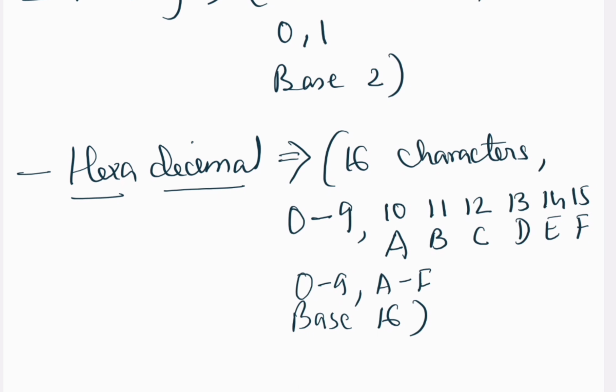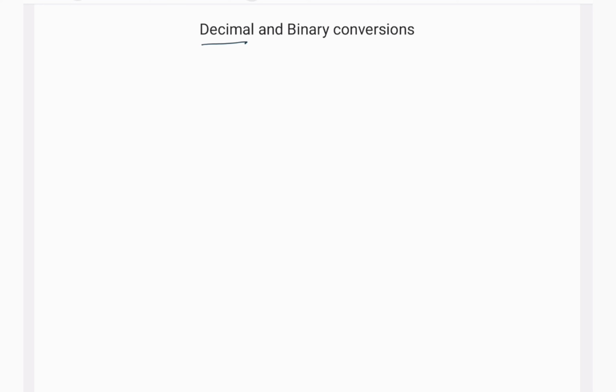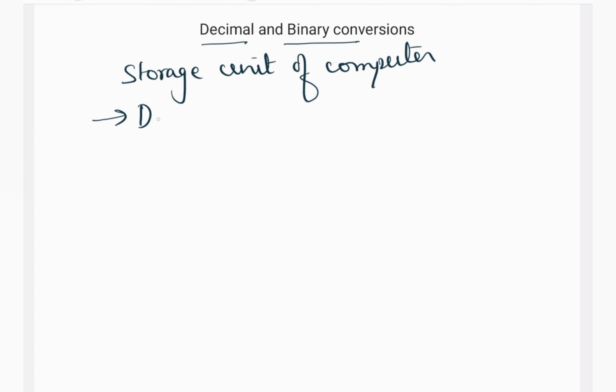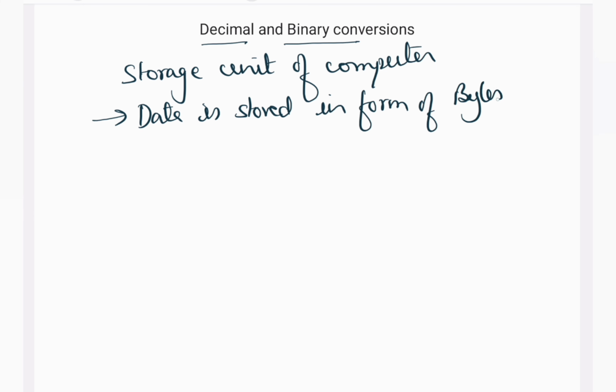So this is the basic understanding of the number system. Now we are going to deal in the conversion, and let's see how it works. Let's continue and understand the first two, the decimal and the binary conversions, how they are converted from one number system to the other. So to understand this, we need to learn something about the storage unit of computer. So the data is stored in form of bytes, or in another word you could say byte is the measuring unit of data.